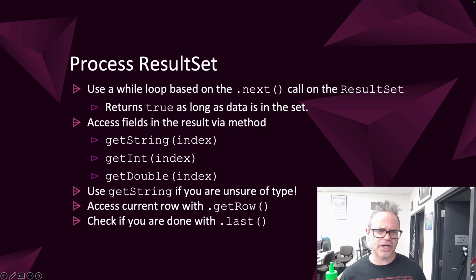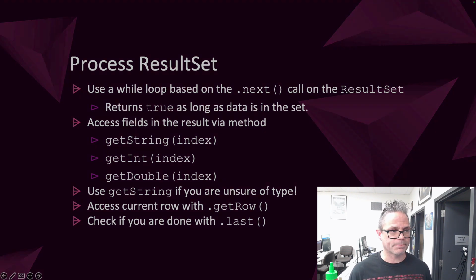If you're not sure about the type, use getString because everything can be parsed to a string. It makes life really easy, especially the first time you're working on it. You can access your current row with the getRow method call, and you can check to see if you're done with a .last call. So it's a great way to process that.